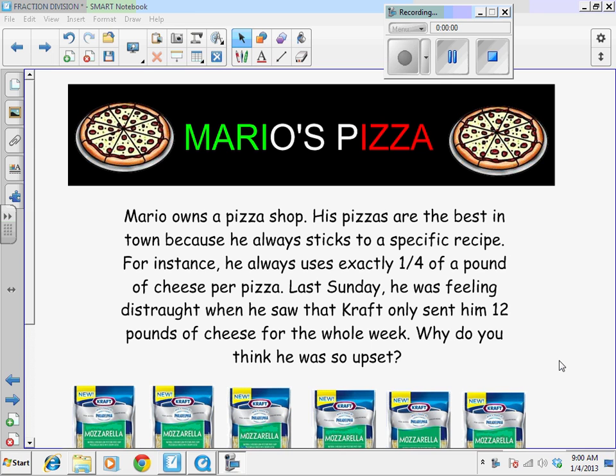Right, we have here an example of how we can use division. Mary owns a pizza shop. It's the best pizza in town because he always sticks to a specific recipe. For instance, he always uses exactly 1/4 of a pound of cheese on a pizza.